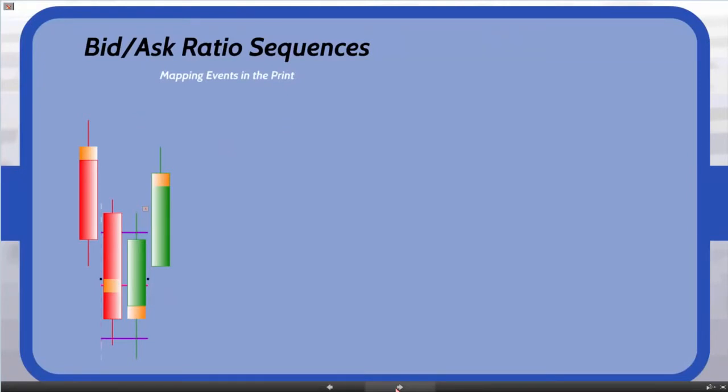Okay, the last element we're going to cover is the bid and ask ratio sequences. This is where we talked about mapping specific events in the print to generate custom indicators and alerts. This is not something that we can really learn in a few minutes, so I'm going to try to keep it simple. To do that, we have to start thinking logically about what the chart data is really telling us.